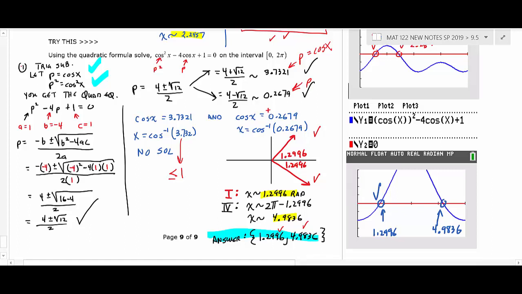Okay, all right, so that'll close us off on that. Hopefully that'll help you with this last part. I'll get this posted, and good luck on your homework with solving trig equations.